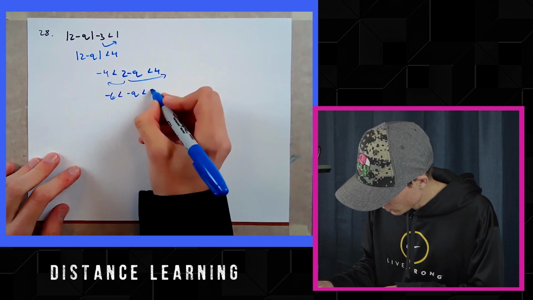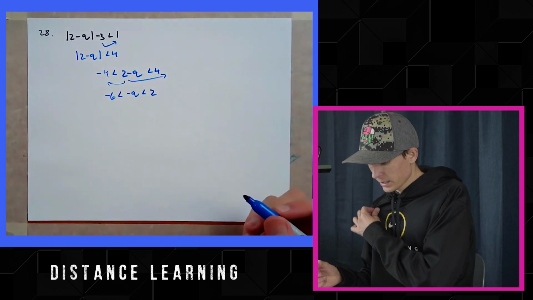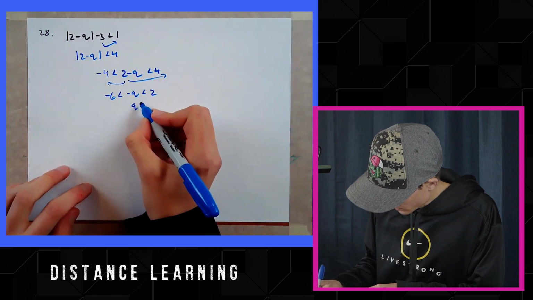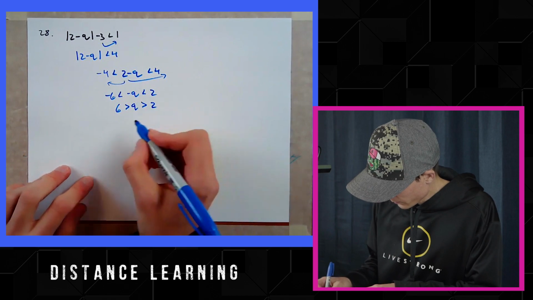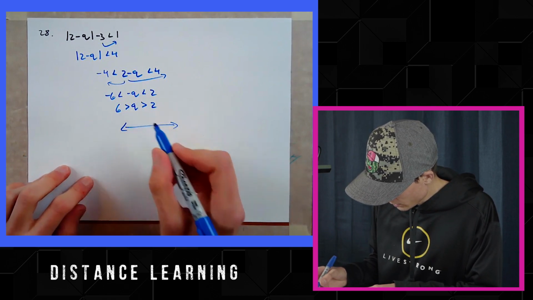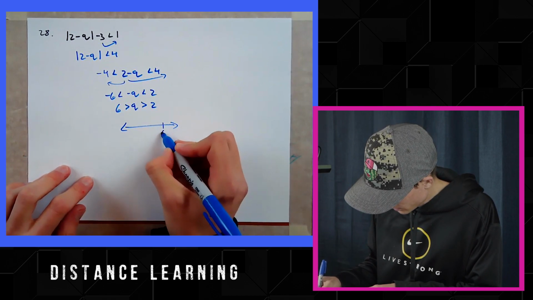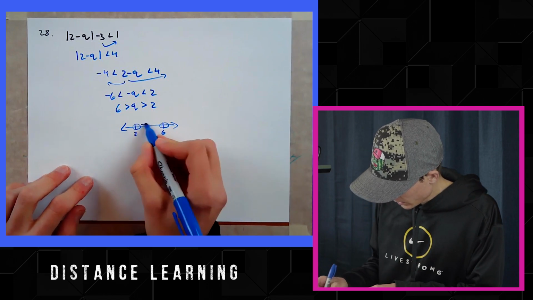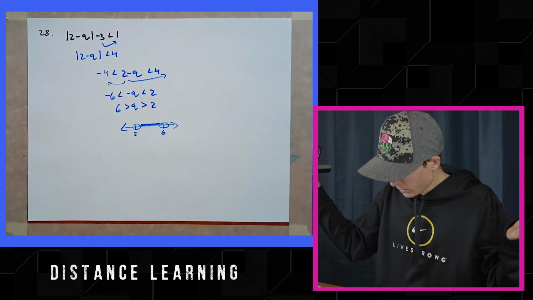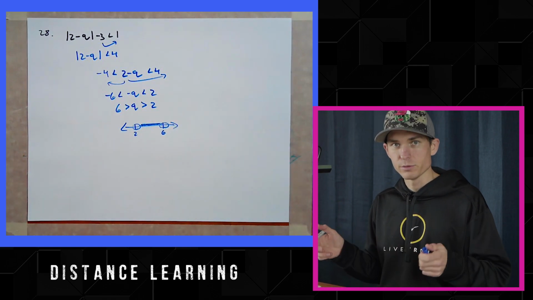Subtract 2, divide by a negative, so remember you have to flip the signs. That's going to be 6, it's going to be 2, so that says what? Q is less than 6. Q is greater than 2. They go toward each other. Boom. Conjunction. Shazam. We got it.